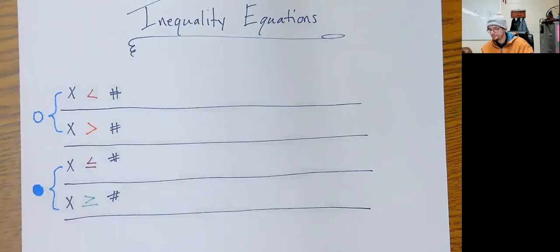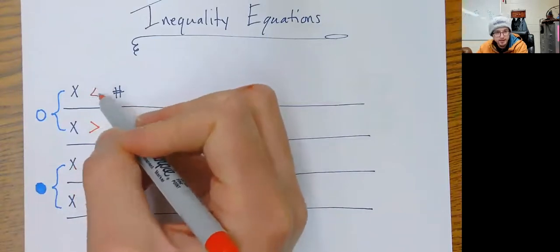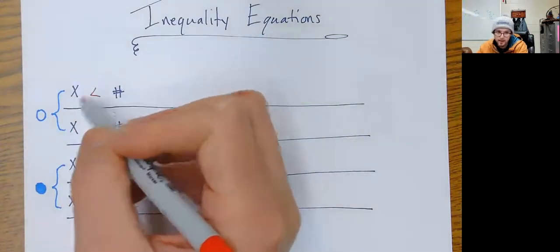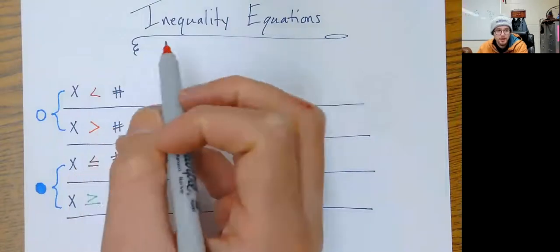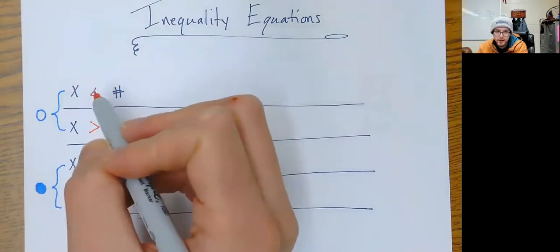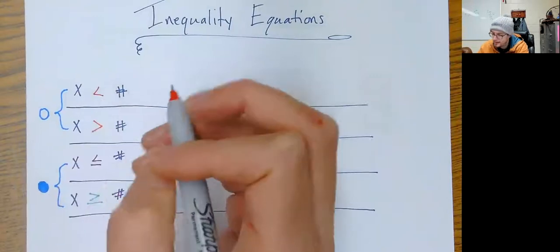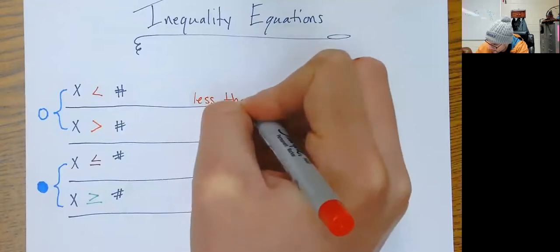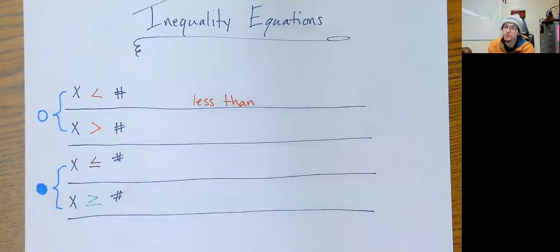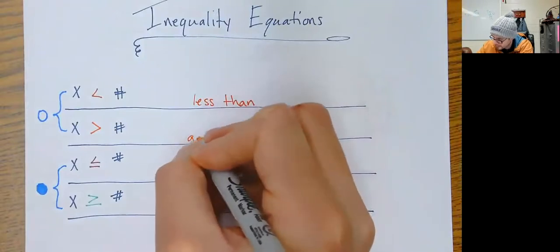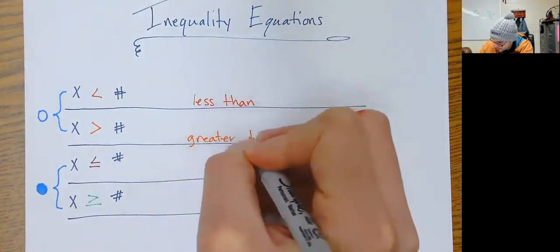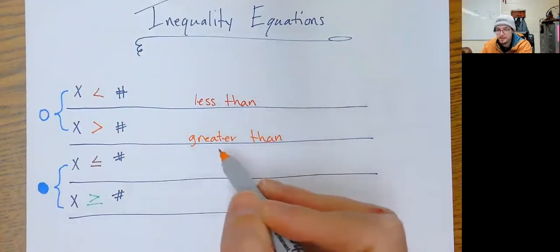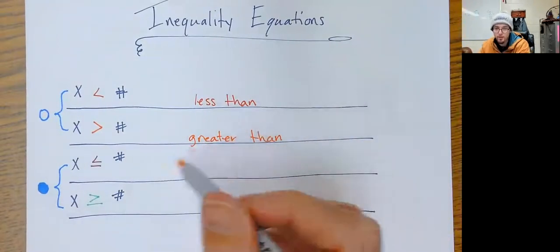Well, this symbol, I like to think of this as an arrow. I know there's the whole alligator eats the blah, blah, blah, whatever. I just think about it as an arrow. So if the arrow is pointing towards the x, the variable, it is less than. If the arrow is pointing away from the variable, it is greater than. You might see some people say more than. Greater than, more than, both the same.